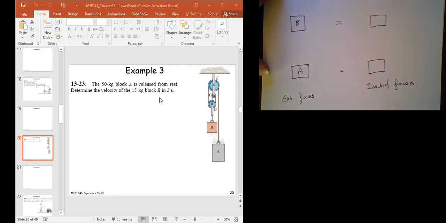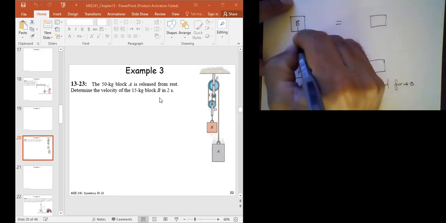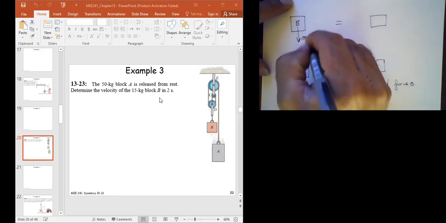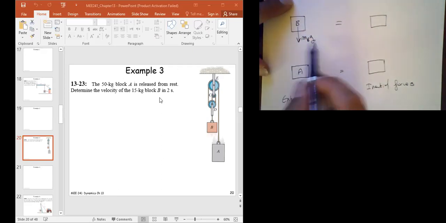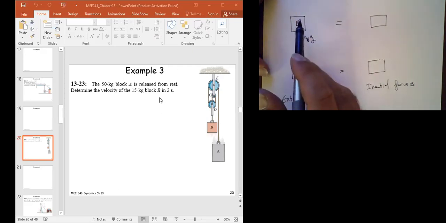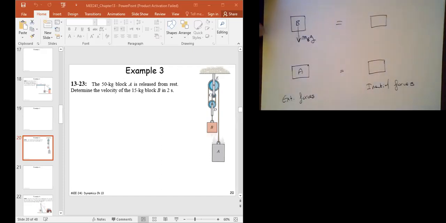It's the weight and the tension in the cable. You have the weight, let's call it MBG, and then the tension in the cable. What is the tension here? If the tension in the cable is T, what is the tension that is applied on block B? What is the tension in this piece here, in this cable?